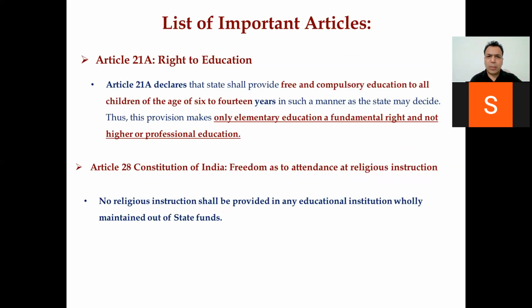Next, we discussed some of the important articles which we should know as a teacher. Number one, Article 21A, the right to education. You should know that it talks about free and compulsory education for all children up to the age of 14. Only elementary education is a fundamental right, and not higher or professional education.